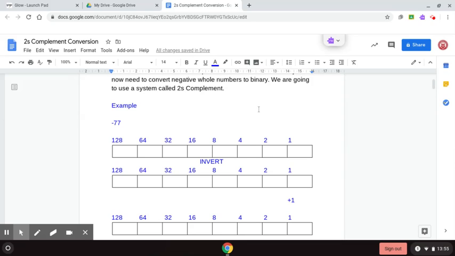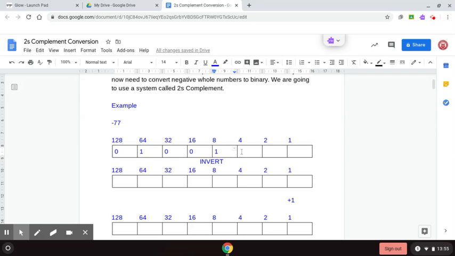So you first of all take it as positive 77. So you say, is 77 bigger than 128? Nope. Smaller, put 0. Is it bigger than 64? Yes, put a 1. That leaves you 13. Is 13 bigger or smaller than 32? Smaller, put a 0. Is 13 bigger or smaller than 16? Smaller, put a 0. Is 13 bigger than 8? Yes, put a 1. That leaves you 5.